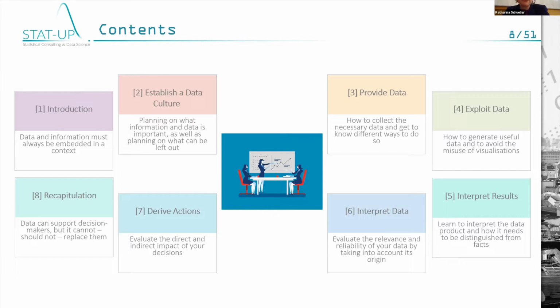So the next question is: provide the data. How can the necessary data be collected and managed, and which are different ways to do so that can be explored? Maybe some of them are more realistic than others, but this chapter deals with the advantages and disadvantages of providing the respective data that are needed for managing a pandemic. The fourth chapter is exploiting data.